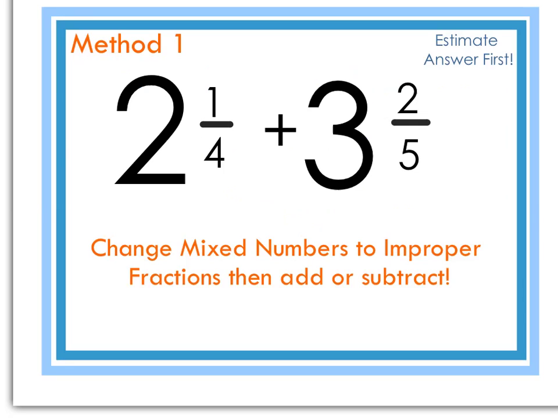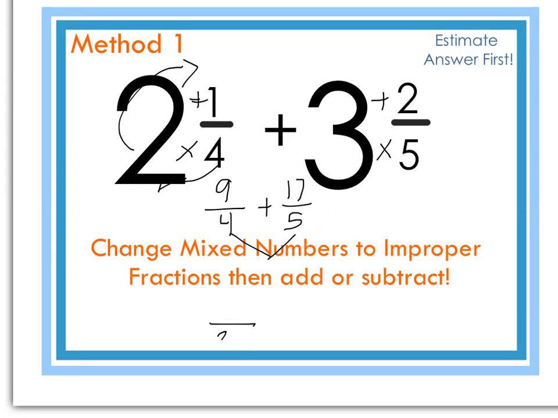So if I did that, remember you multiply these two numbers and add this one up on top. So that would be 8 plus 1 is 9. Keep it all over the same denominator. 9/4 plus, multiply and add, I've got 15, 16, 17 fifths. I want a common denominator. 20 works.